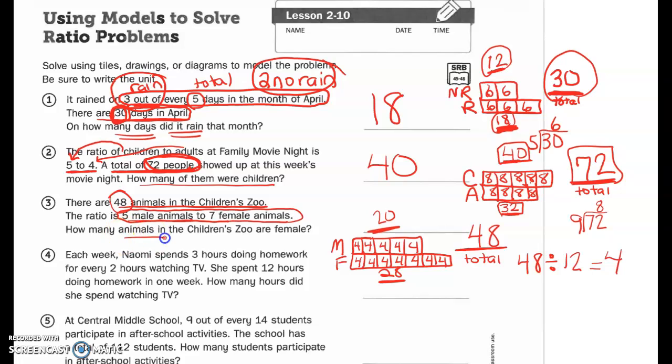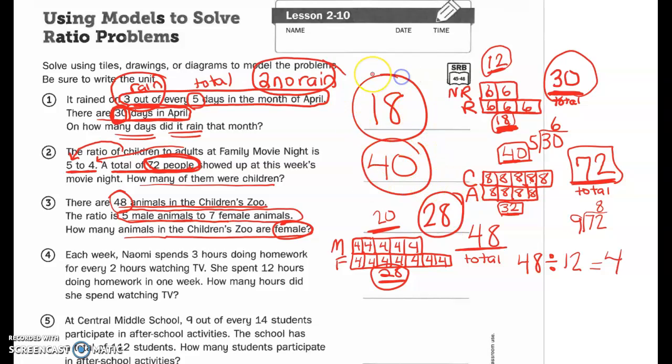So how many animals in the children's zoo are female? That would be 28 right here. So the answer is 28. All right.